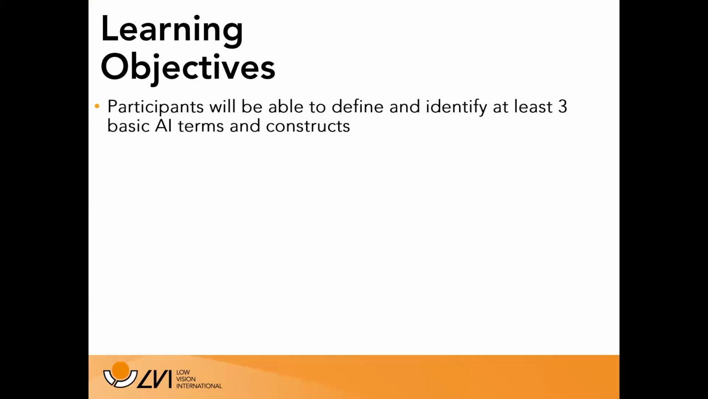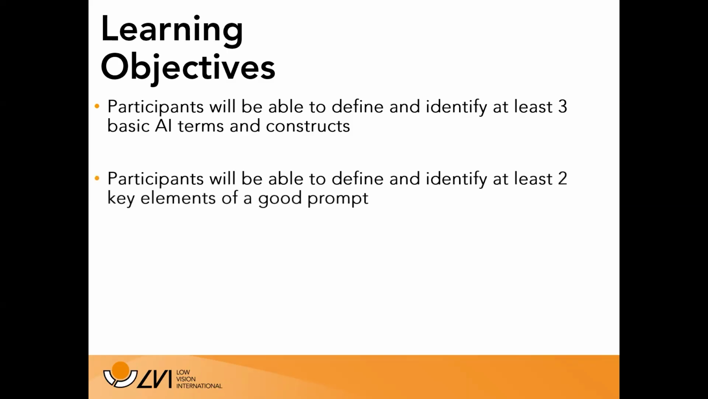First of all, participants will learn and be able to define at least 3 basic AI terms and constructs. Basically, we want to offer a good working definition of AI and key ideas on how it is used. Secondly, participants will learn about and be able to identify at least 2 key elements of a good prompt.